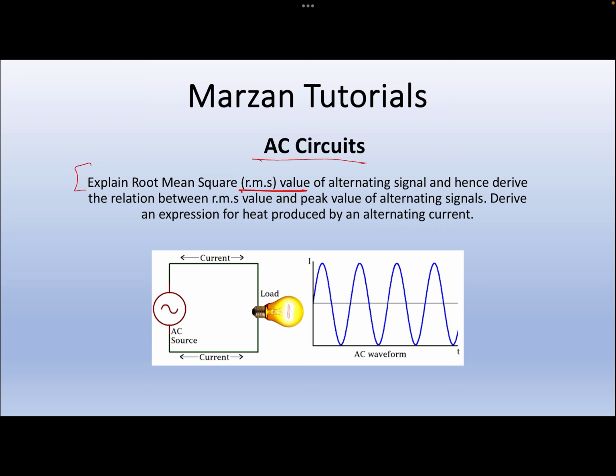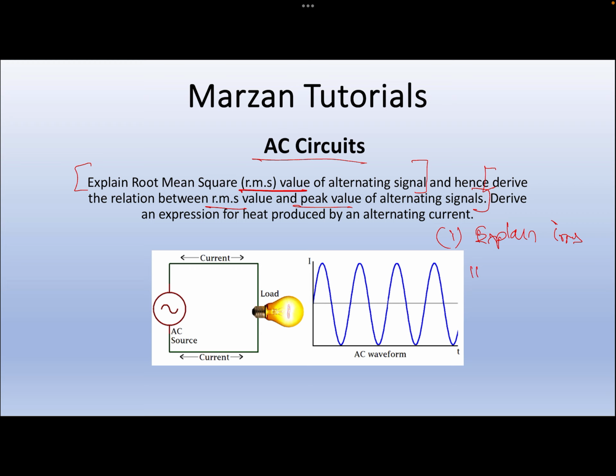First, explain root mean square value of alternating signal. So first explain what? Explain IRMS. Okay, this is the first part. Then derive the relation between IRMS value and the peak value of the alternating signal.